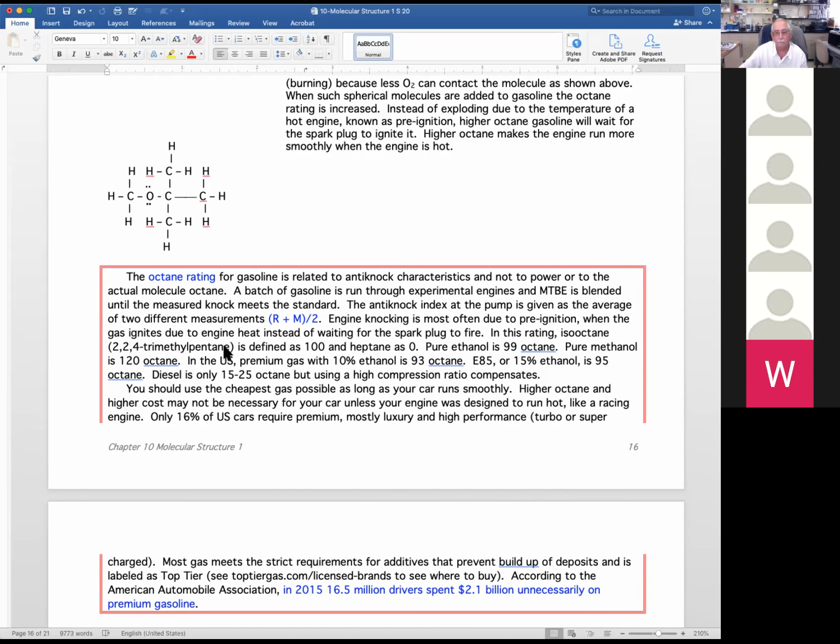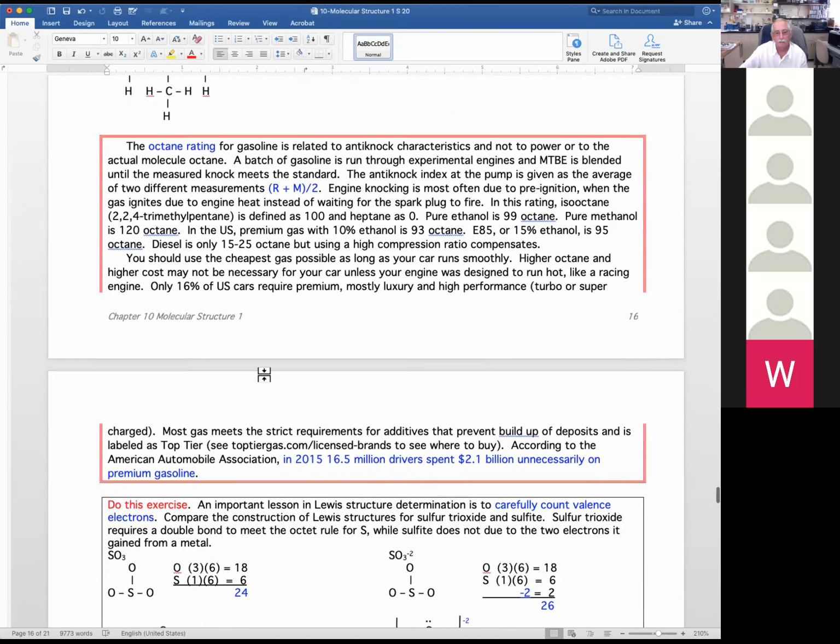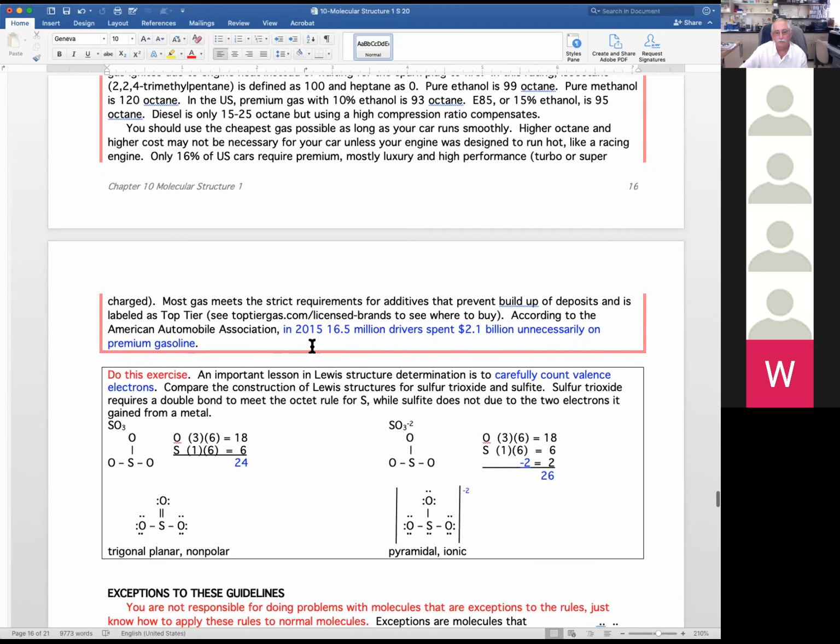Let's see. So according to the AAA, in 2015, 16.5 million drivers spent $2.1 billion unnecessarily on premium gasoline. Save your money, please.